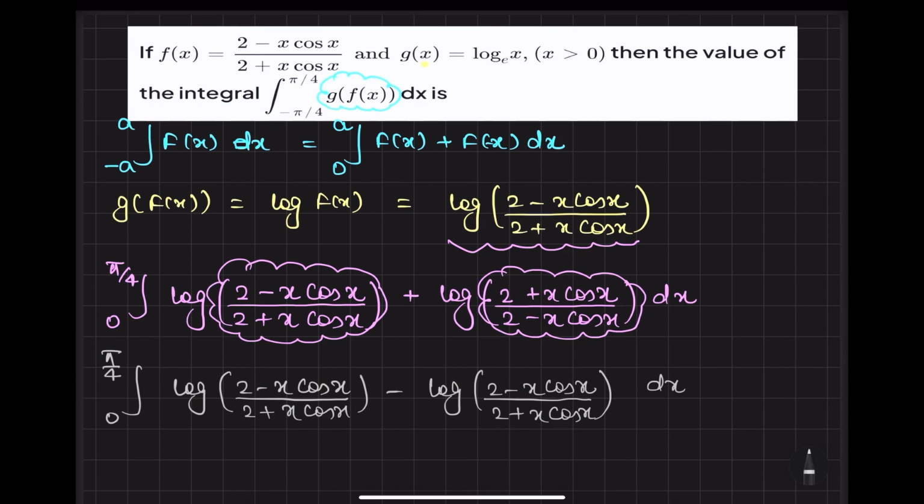Now if you observe, both are the same, so this thing will be neutralized. So we have to integrate 0 from 0 to pi by 4 dx. You know that the integration will become 0. Therefore the required result is 0 for the given question. I hope you guys got the idea and you can handle similar situations.